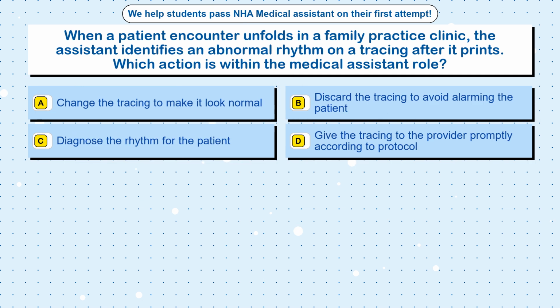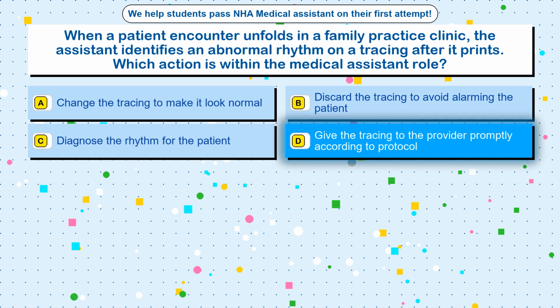Question 97. When a patient encounter unfolds in a family practice clinic, the assistant identifies an abnormal rhythm on a tracing after it prints. Which action is within the medical assistant role? Option A, change the tracing to make it look normal. Option B, discard the tracing to avoid alarming the patient. Option C, diagnose the rhythm for the patient. Option D, give the tracing to the provider promptly according to protocol. The correct answer is option D, give the tracing to the provider promptly according to protocol.